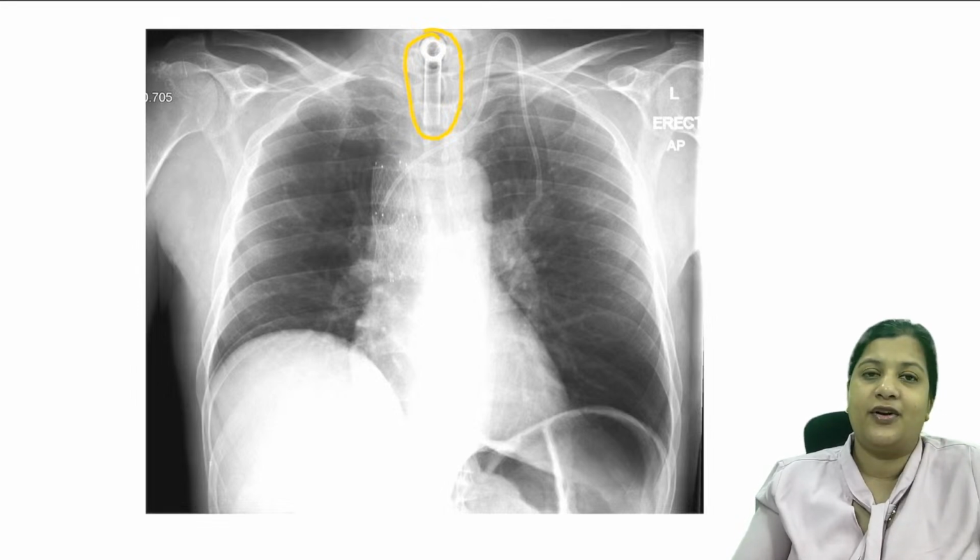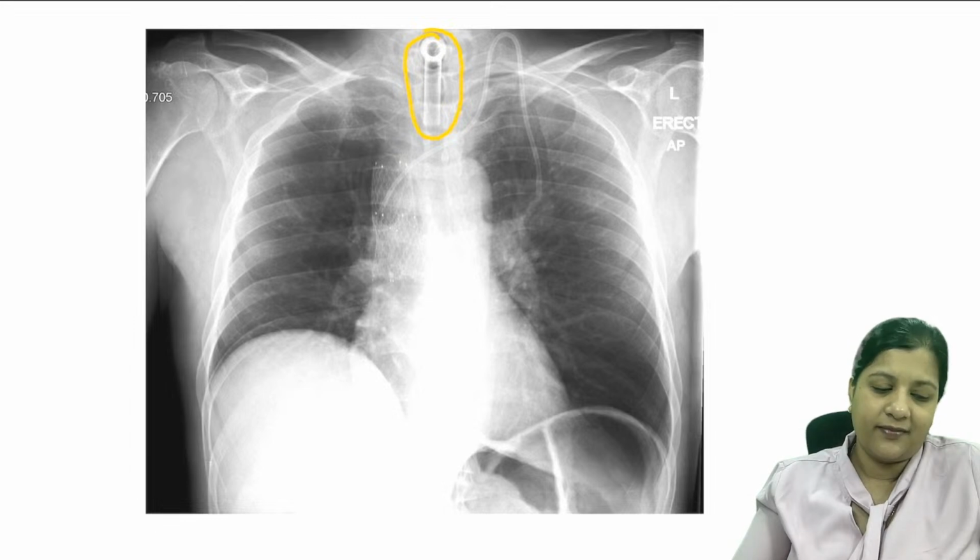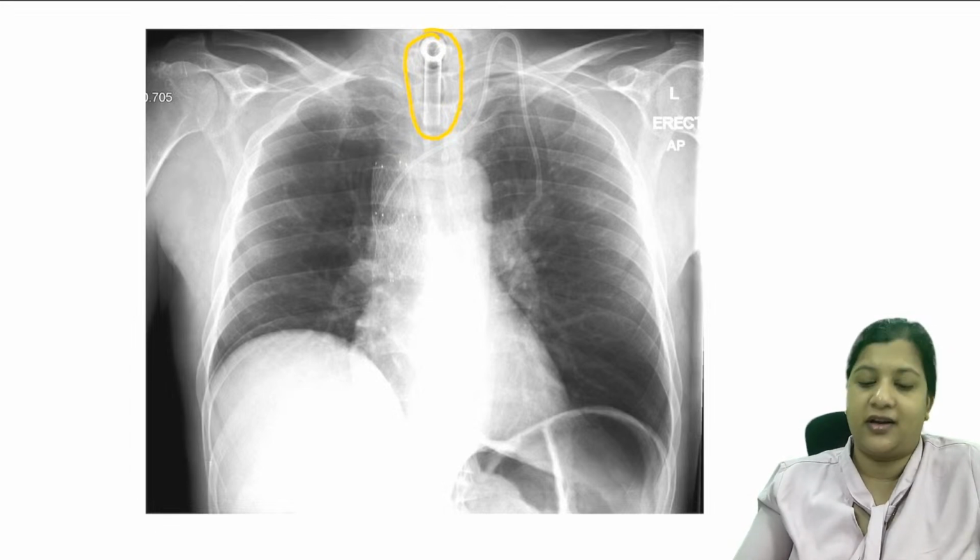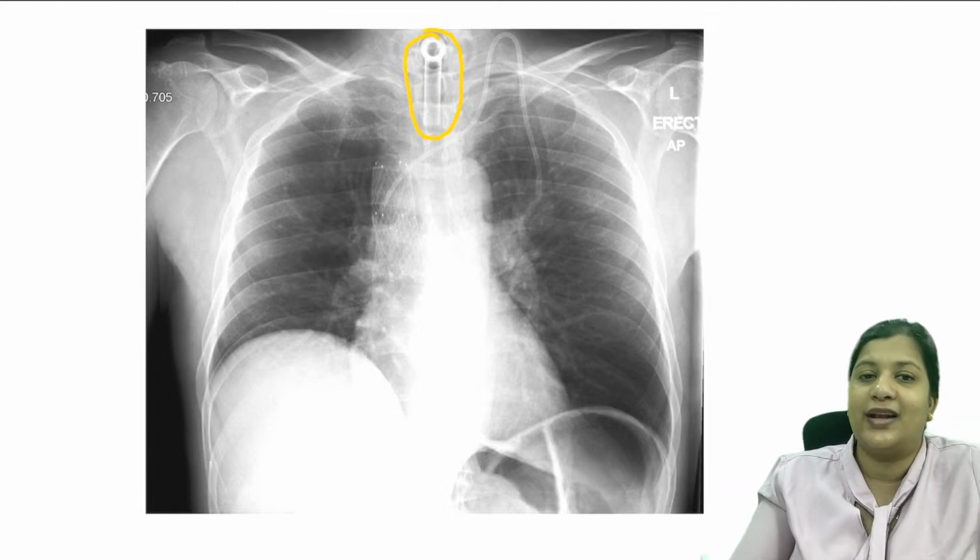Can anybody tell me what is this? Yes, very good, Priyadashi. This is your tracheostomy tube. This tracheostomy tube, is it in the trachea or has it got displaced? Post tracheostomy, you should do an X-ray and confirm it.